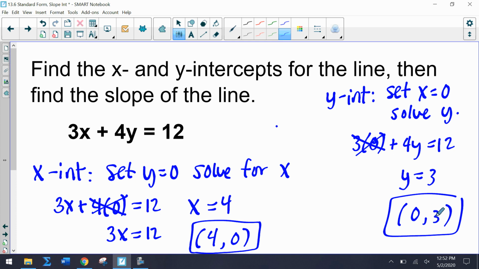So if these are 2 points on the graph, theoretically, we could plot the x-intercept and the y-intercept, and we can create a line.